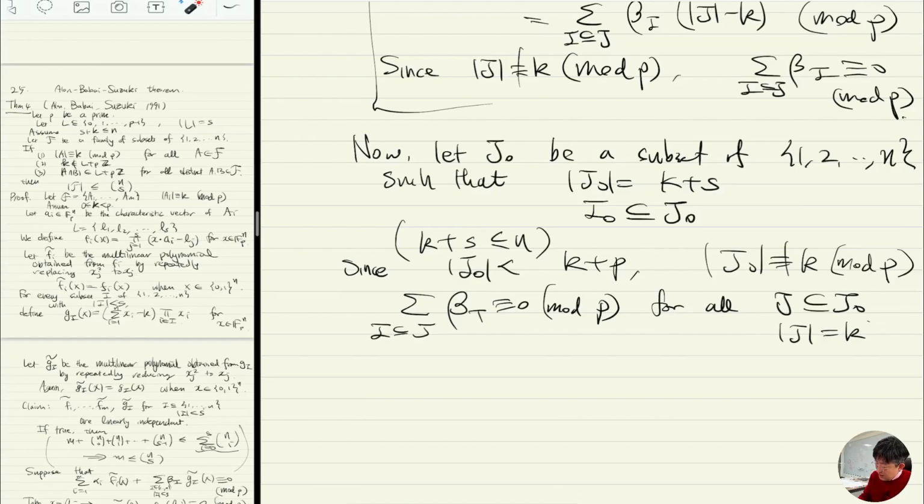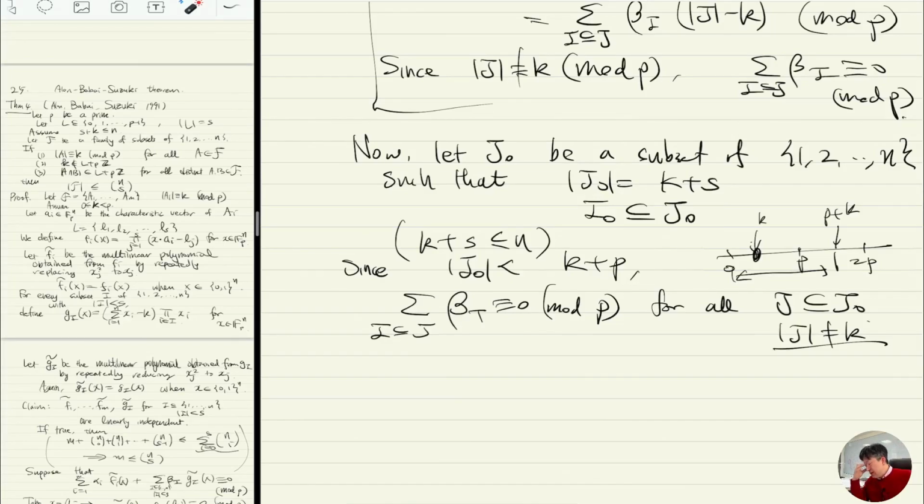Maybe I remove this. So this is 0. There's a p and twice p. K is less than p. So p plus k is here. I know that j0 is in this interval. Then the only way it could be congruent to k is this number. So that's why this is here. So whenever the size of j is not equal to k, then we know that the sum of this beta value is 0.